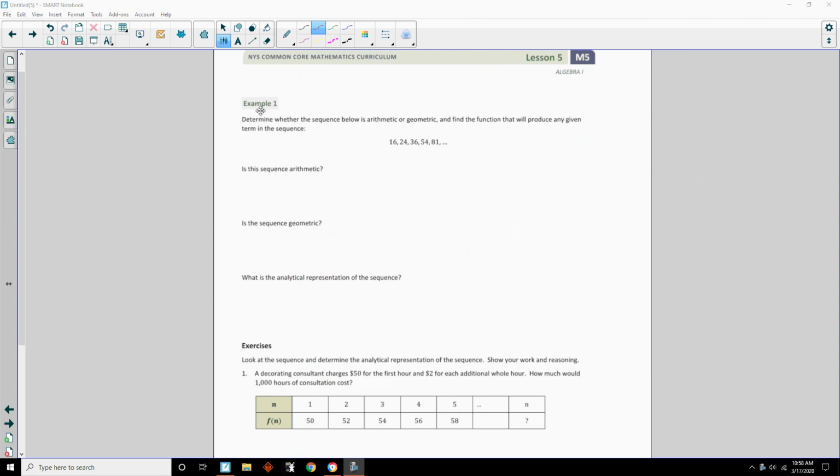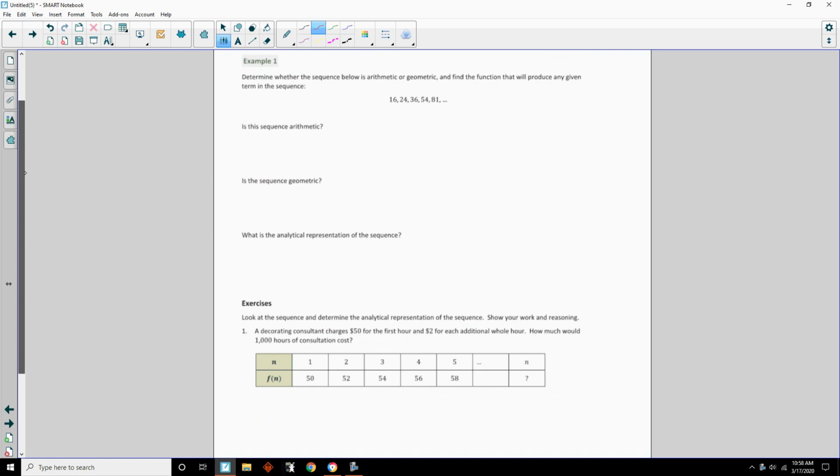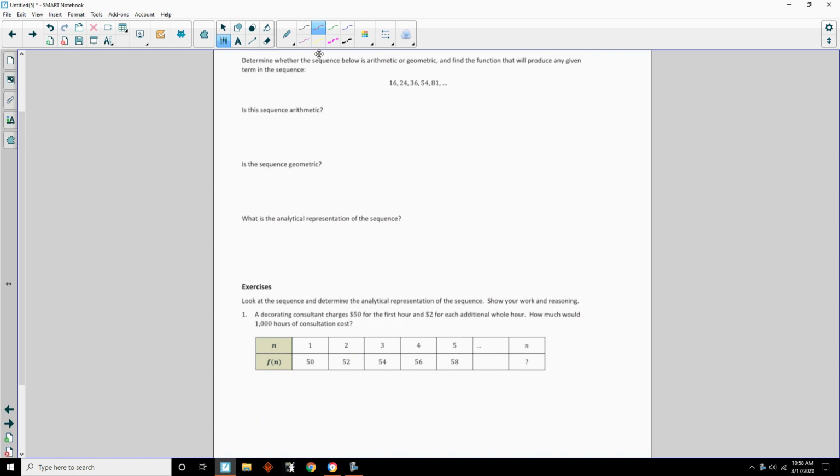Okay, on to page 2. Example 1 says determine whether the sequence below is arithmetic or geometric, and find the function that will produce any given term in the sequence. So it says, is the sequence arithmetic? Keep in mind when we want to find an arithmetic sequence, there has to be a common difference. So 24 minus 16 is 8. 36 minus 24 is 12. So I can stop right there. Is this sequence arithmetic? No, there is no common difference.